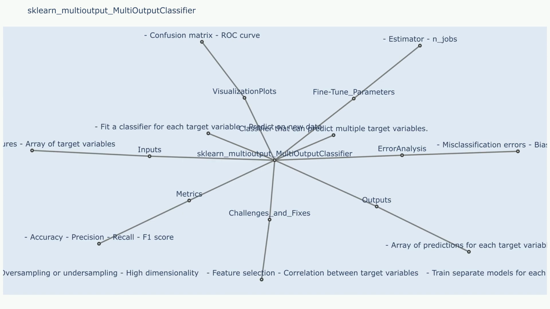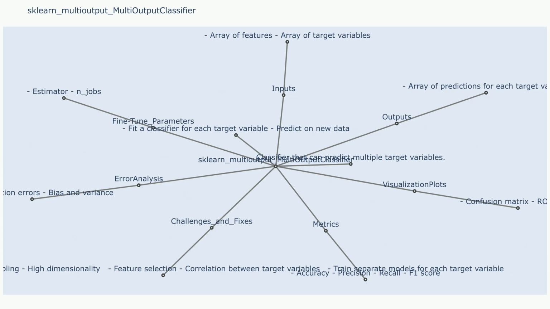sklearn multi-output classifier. Description. Explain in detail. The multi-output classifier is a scikit-learn estimator that combines multiple estimators to predict multiple target variables, each of which may be a different type. It handles multi-output classification problems, where each sample has multiple target variables, each of which can be a discrete label. Inputs.